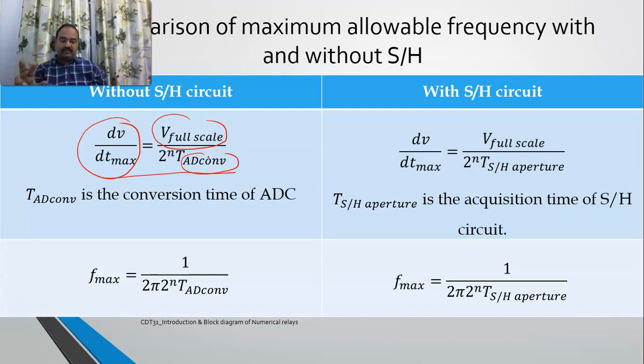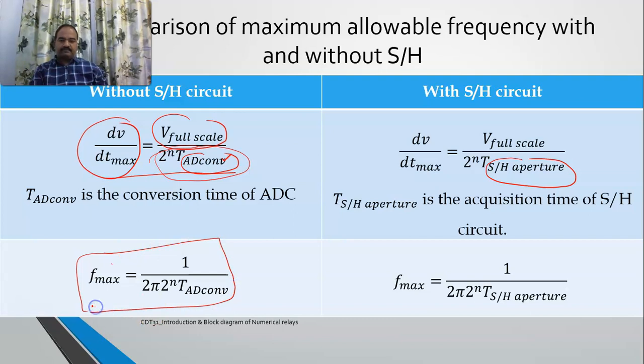If you have a sample and hold circuit, then this will be replaced by this. This is the acquisition time of your sample and hold circuit, because the signals are acquired by your sample and hold circuit rather than directly by your ADC. At the same time, see, this is your F max. This is the time taken, right? So the maximum frequency which is allowed is 1 by 2 pi into 2 power n into T AD convert. The similar one applies for this one.